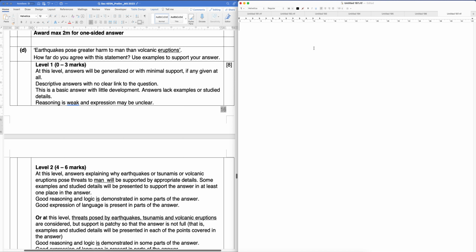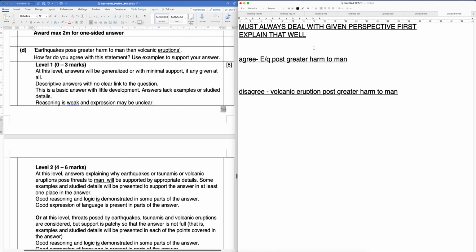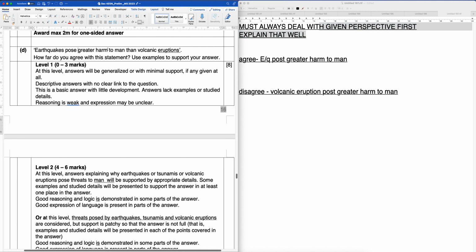Before I go into that, first things first, just a reminder: regardless of which essay question, whether it's in section B or section C, you must deal with the given factor first. What do I mean by given perspective? For example, in this question, the given perspective is this statement: earthquakes pose greater harm to man. So you must show this side first, and explain it well.